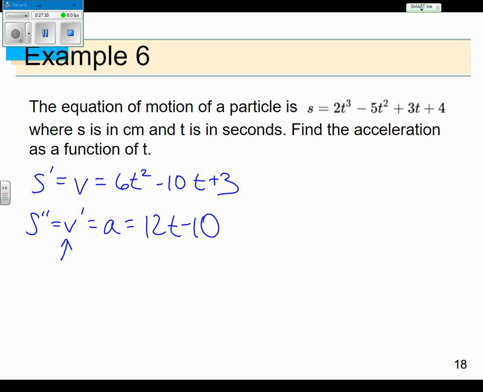Okay. Took the first derivative, and that gave me velocity. And then I just did it again, and that gives me acceleration. If I did that again, it would just tell me how fast the acceleration is changing, which is weird. I don't know what that is. That would be a question for your physics teacher.